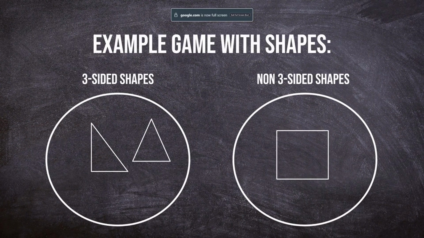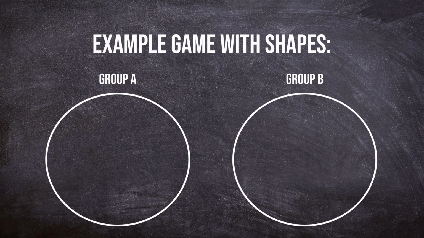For example, I could have a rule where what gets allowed into group A is three-sided shapes. Everything else goes into group B. Players would then guess different shapes to see what goes into group A and what goes into group B until they can determine what the rule is for group A. So, let's go through a little example. I have a rule, and I'm going to give a couple of shapes as some possible shapes that players might guess. If you guess an oval, that would go into group A.